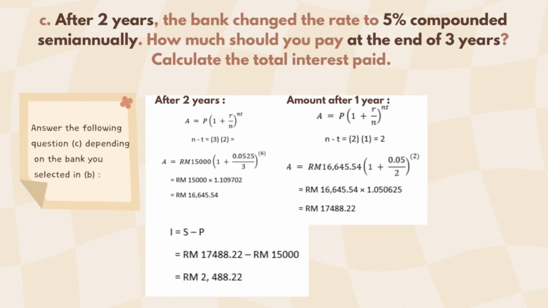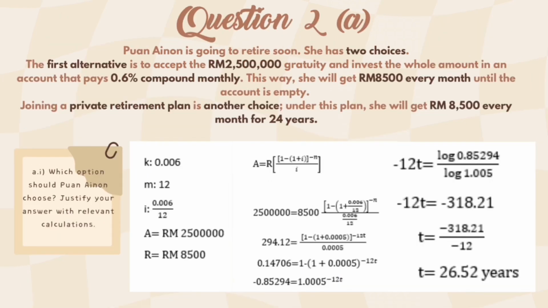Now, let's calculate the total interest charge at the end of 3 years using the formula I equal S minus P, which is going to be 17,488 ringgit 22 cents minus 15,000 ringgit. And we will get the final answer as 2,488 ringgit 22 cents. So that is the total interest paid.